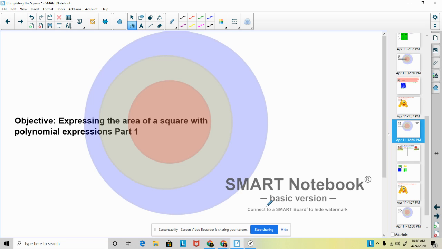All right, so today our objective is expressing the area of a square with polynomial expressions, and I'm going to call this video part one. All right, so let's go ahead and jump into it.